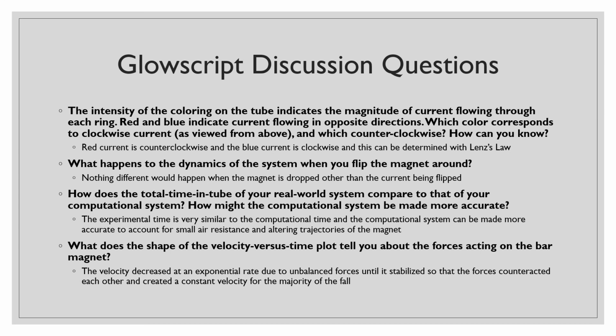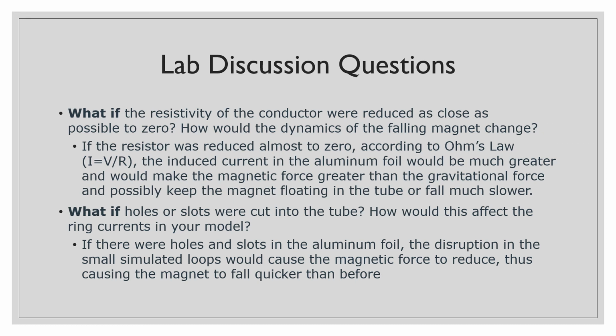Well, the velocity decreased at an exponential rate at the very beginning, but then it stabilized, and that's why there was a flat line. In addition, if the resistor was reduced to near zero, then the induced current would be much greater and would make the magnetic force greater and possibly keep the magnet floating in the air or fall much slower.